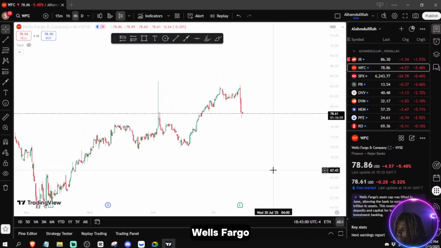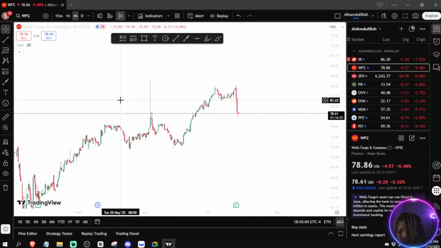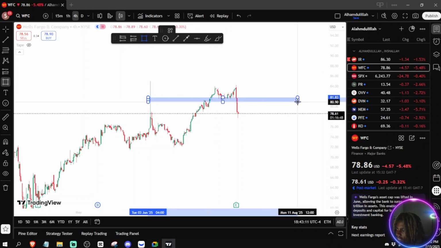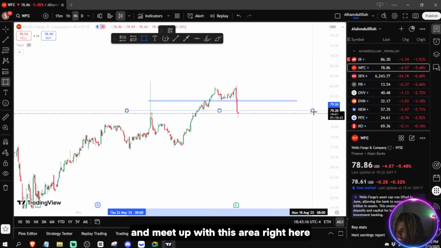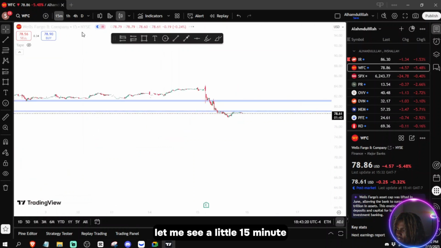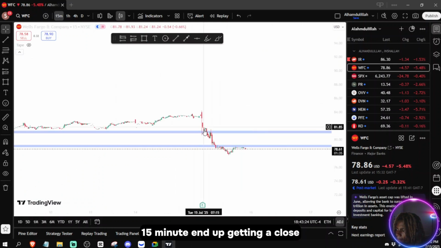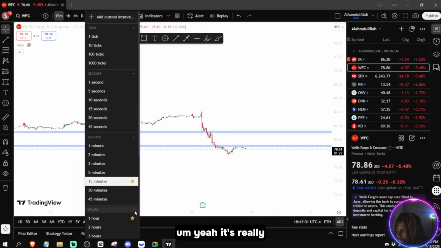Wells Fargo. You know, this area of support all the way up here decided to get broken and meet up with this area right here. Let me see on the 15-minute. On the 15-minute, it ended up getting a close, then a retest, and then straight down. So yeah, a 15-minute close is really good.